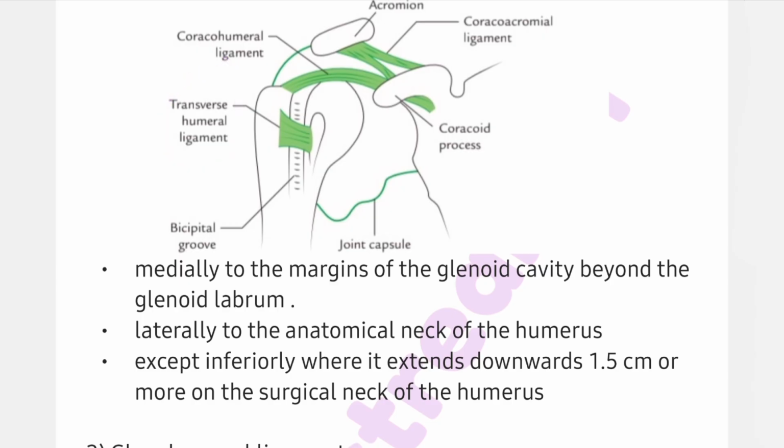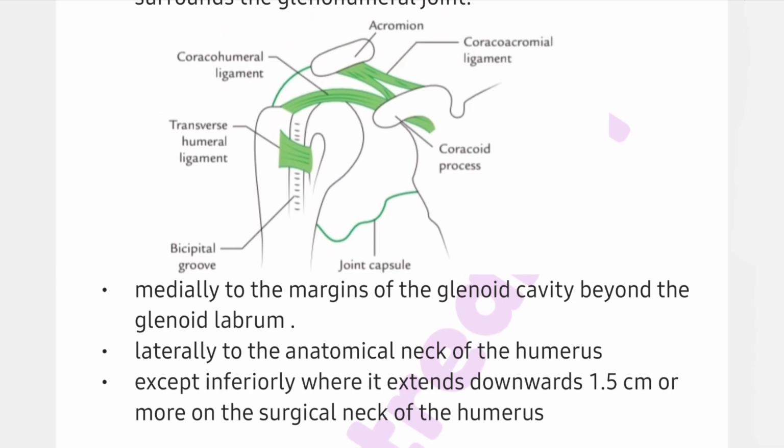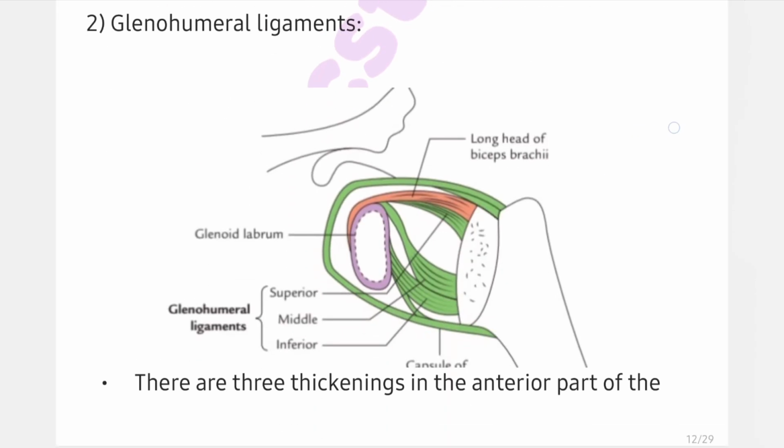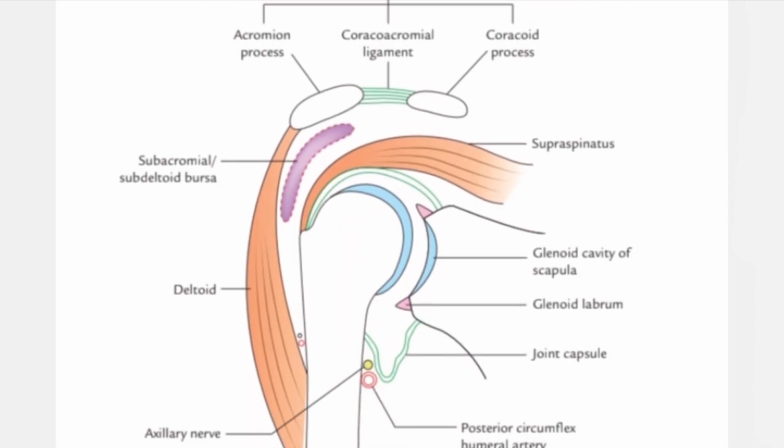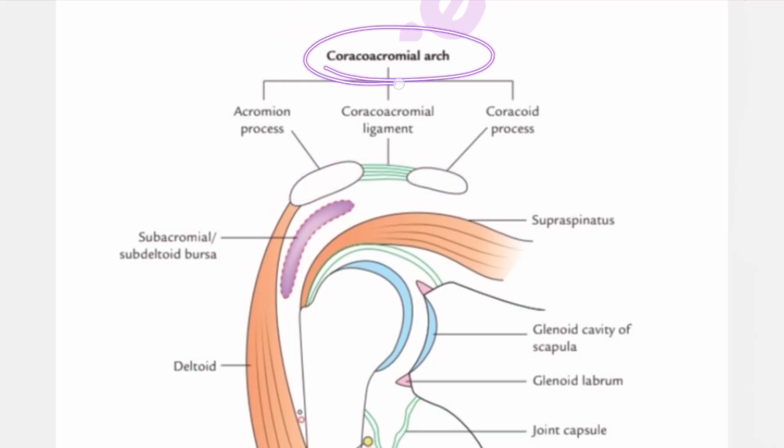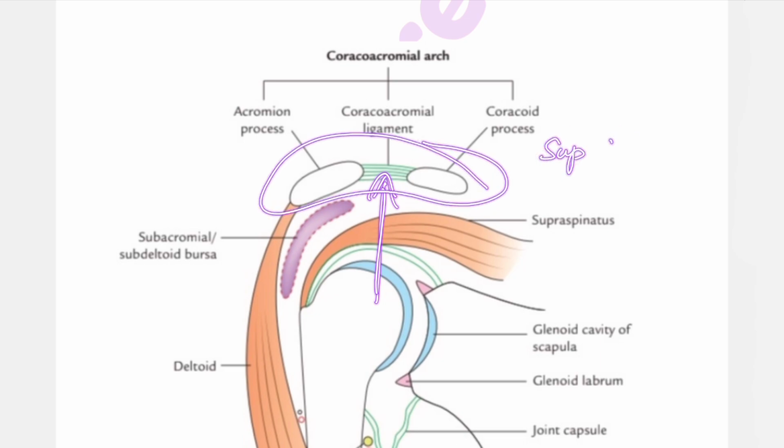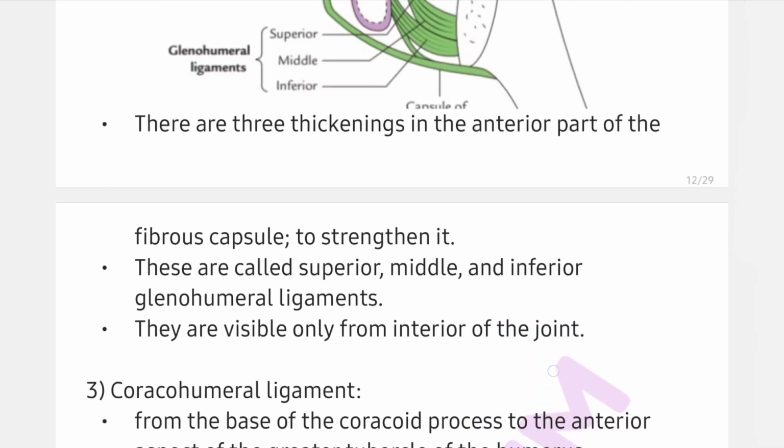You also have some accessory ligaments, that is coracoacromial ligament. From coracoid to acromion it is present. So coracoid process, acromion process, coracoacromial ligament together form an arch, the coracoacromial arch. Therefore it prevents superior dislocation because it is forming a shield-like thing and it prevents the joint from coming up. So the ligaments are over.